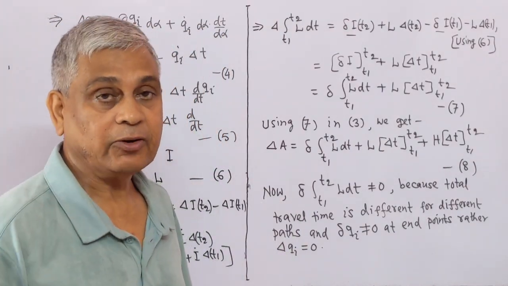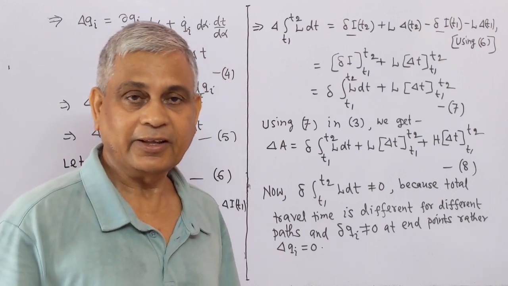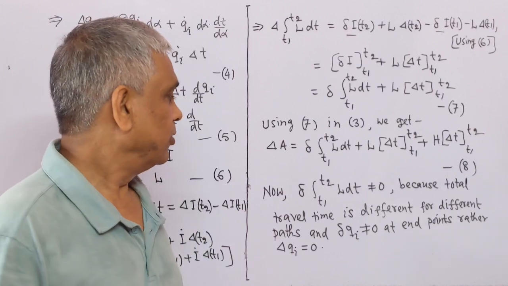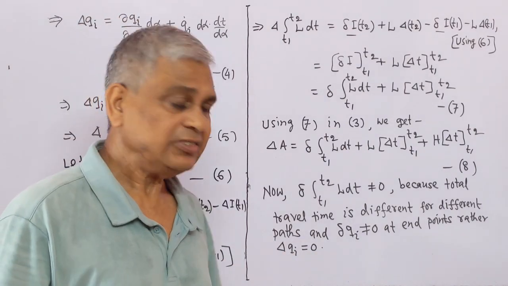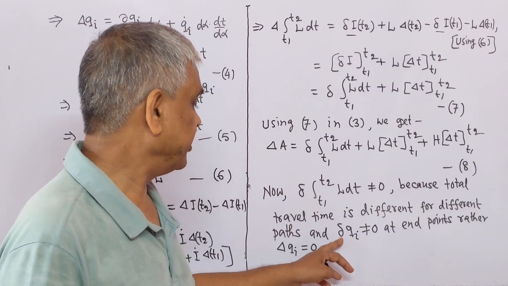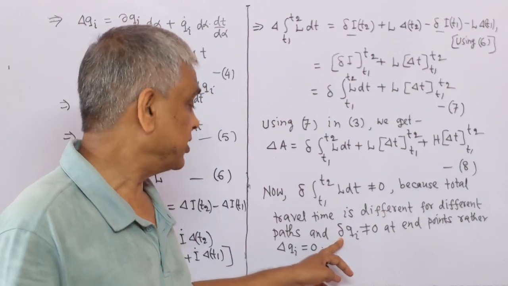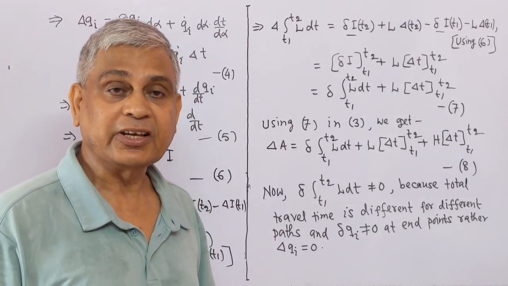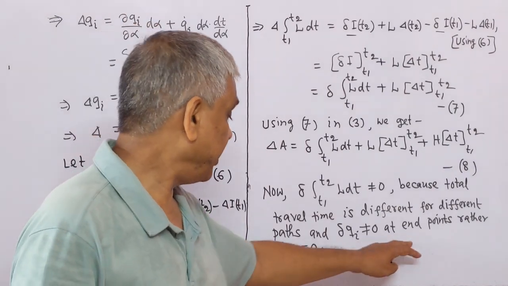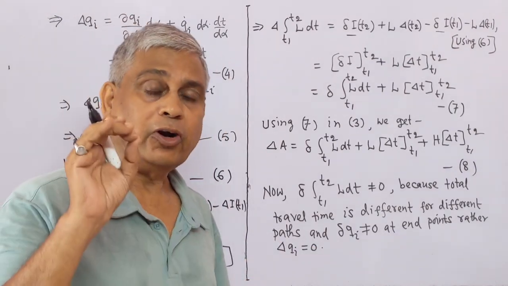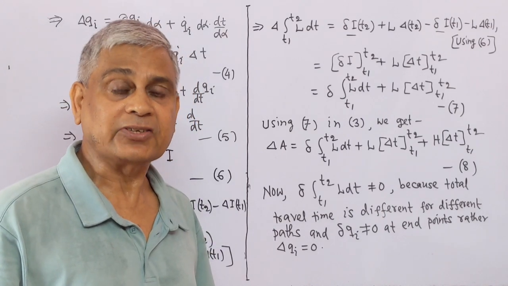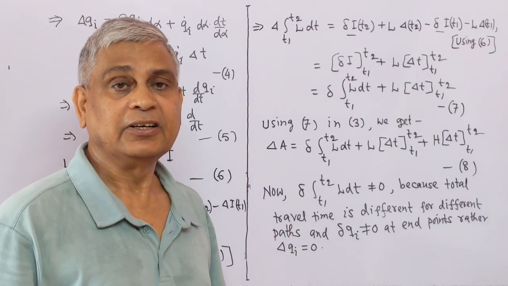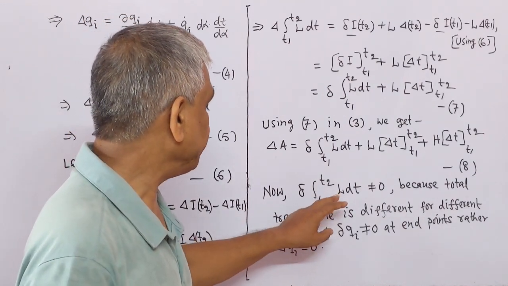Here we have assumed that total travel time is different. That is time at initial point and final point also vary. At the same time, in lowercase delta variation, here we have not assumed that the coordinates of the endpoints are fixed. We have assumed the coordinates of the endpoints are fixed in case of this uppercase delta variation. So, firstly, we calculate this part.